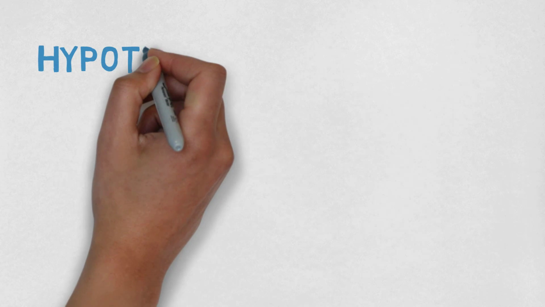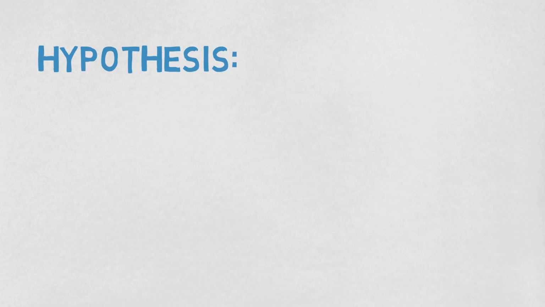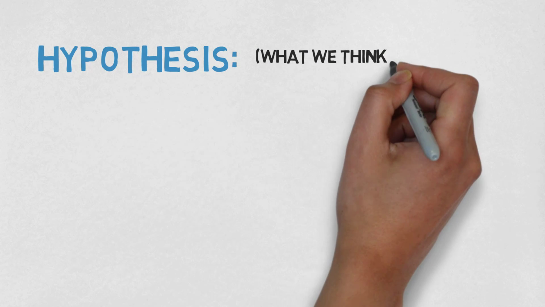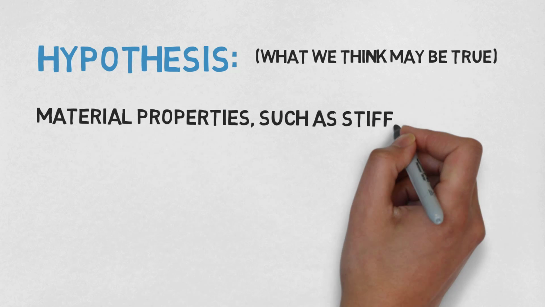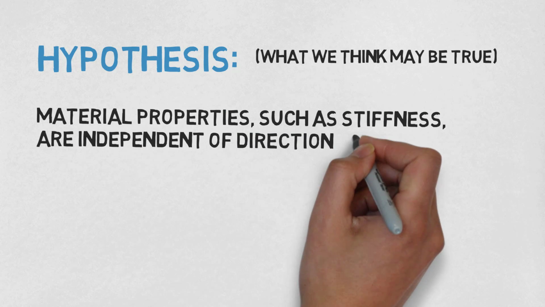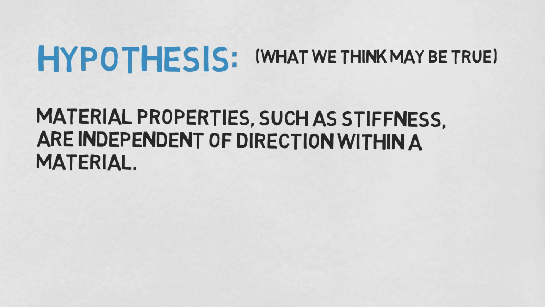First, let's start with a hypothesis. I believe that material properties will not vary, so I will make the following hypothesis. Material properties, such as stiffness, are independent of direction within a material. It's not important to be correct with our hypothesis here. We just want to word it in a way that we can design a possible experiment to challenge it.